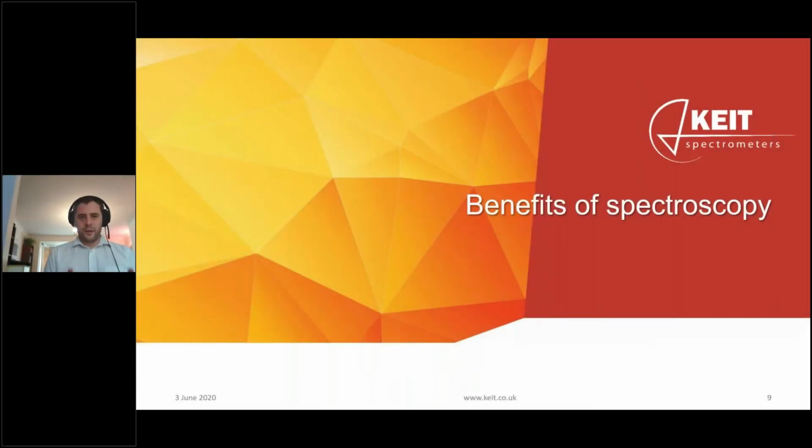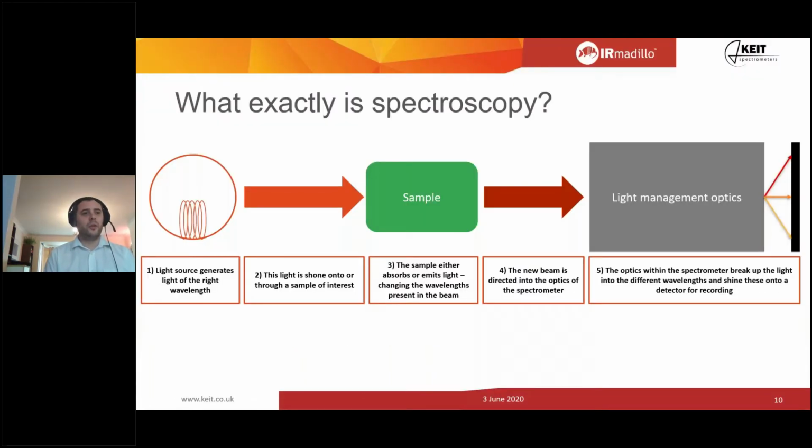So I'm going to very quickly, at a top level, go through what spectroscopy actually is, because I appreciate some people on this call may have spent lots of time doing spectroscopy and may be real experts in it, and some people may have never come across it before. So I'm just going to run through it very briefly at a top level, just to make sure we're all on the same page. Spectroscopy starts with a bulb.